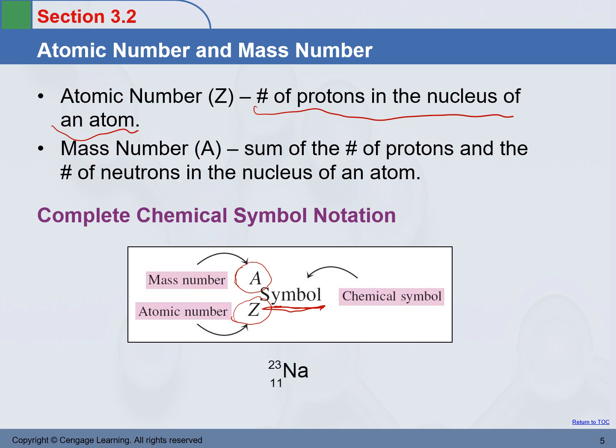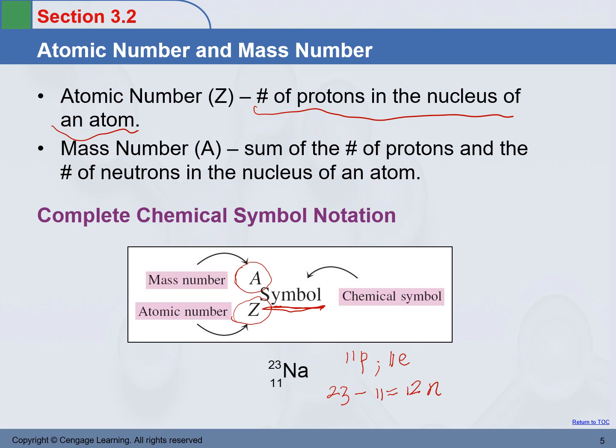For example, here we have one complete chemical symbol of sodium. Once we see this symbol, we will know right away sodium will have 11 protons. Protons equals electrons, so it will also have 11 electrons. What about the neutrons? The total number of protons and neutrons is 23. 23 minus protons will give us the number of neutrons. So the complete chemical symbol tells us right away the number of protons, neutrons, electrons inside an atom.